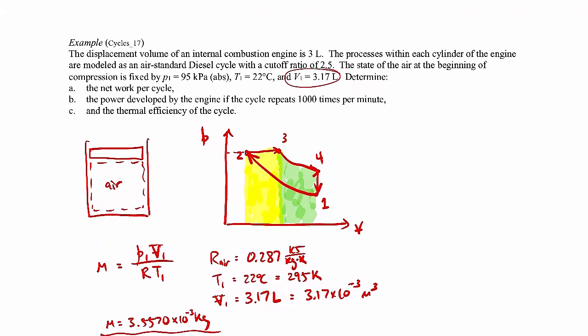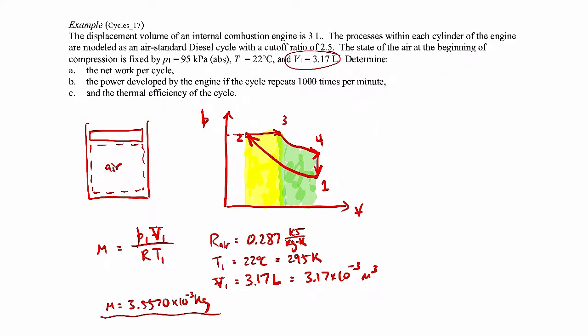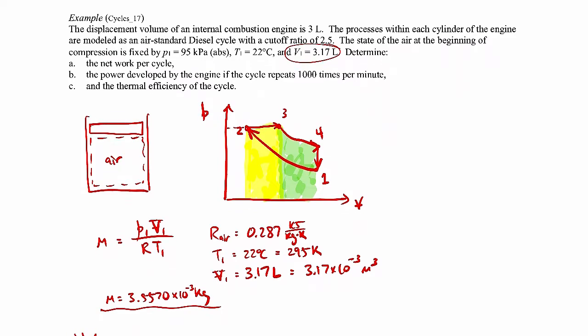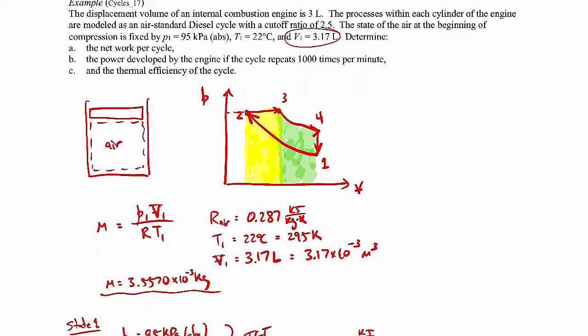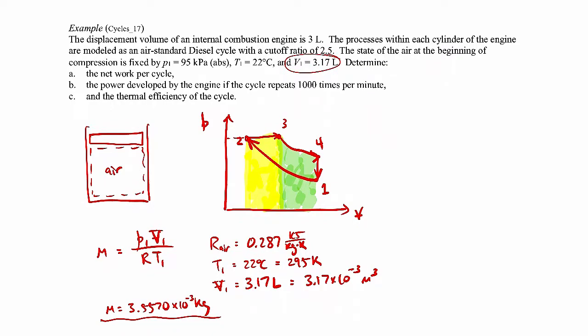Okay, so what we know about getting to state 2 is that we know that the displacement volume is 3 liters. Remember that the displacement volume is the volume between the bottom dead center and the top dead center. So state 1 right here, that is at bottom dead center.